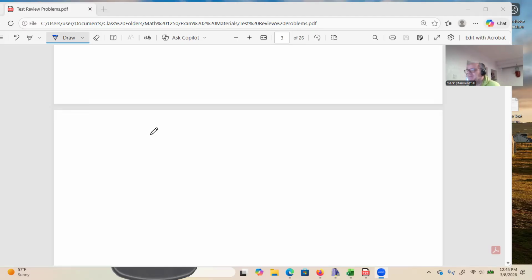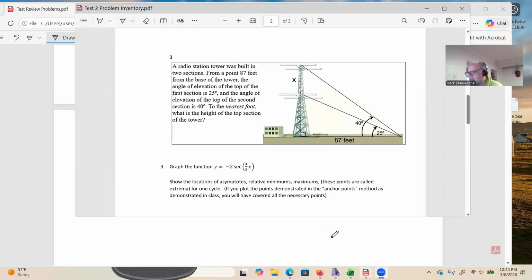We are going to be looking at problem number 3 here. Let's go ahead and take a picture of this thing. So we have a radio station. A radio tower was built in two sections. From a point 87 feet from the base of the tower, the angle of elevation to the first section is 25 degrees. The angle to the second is going to be 40, and they want to know to the nearest foot what's going on with this.